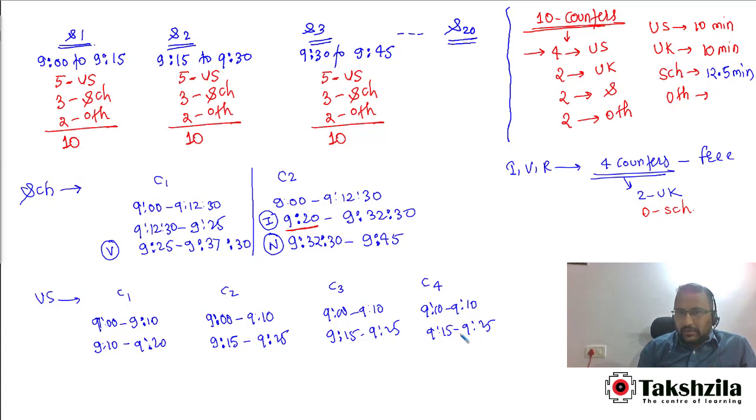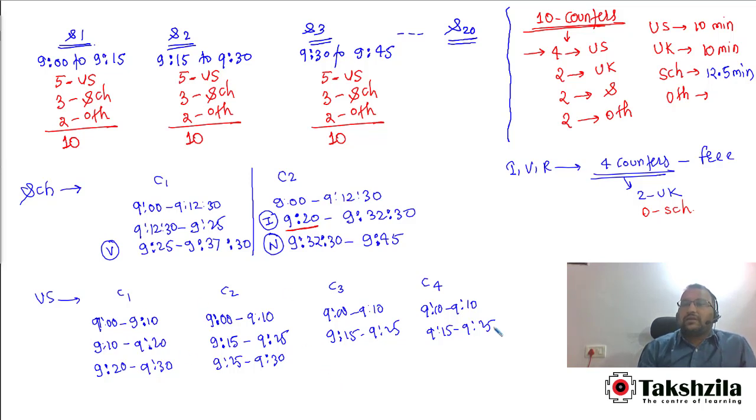After this, the 9th candidate and 10th candidate. The 9th candidate will start the processing at counter 1 at 9:20, which will go till 9:30. And candidate number 10 will start the application processing at 9:25 and go till 9:30. So over here all the 10 candidates are done in the first 2 slots.